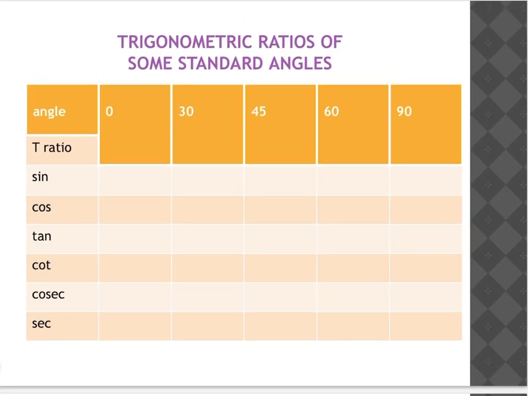Trigonometric ratios of some standard angles. Here we are going to learn only a few standard angles: 0 degrees, 30 degrees, 45 degrees, 60 degrees and 90 degrees. To remember these trigonometric ratios, we can use a shortcut trick, so you can easily make the table and learn it.